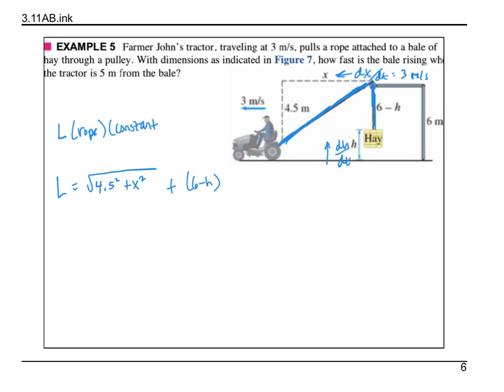There's nothing I can do to clean up this equation. I just have to derive it as is. Knowing that L is a constant, I have no idea what the length is, but it doesn't matter. That's arbitrary. When I derive, L goes to 0. That's what's important. Now I have a chain rule, so I have a 1/2 times the inside to the negative 1/2 times inner prime. So 4.5 squared goes away, 2x dx/dt, plus 6 minus h would go to plus 0 minus dh/dt.